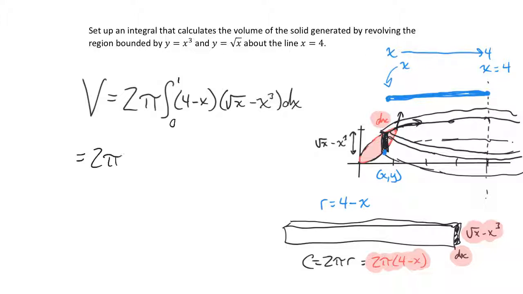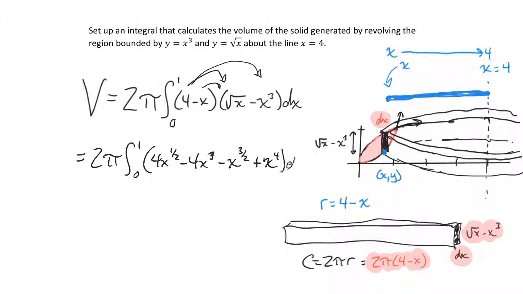If you want to evaluate this integral, the next step, and I'll do that and then just leave you with that, would be to multiply all of this stuff out. So we have 4x to the 1/2 minus 4x cubed minus x to the 3/2 plus x to the 4th dx.